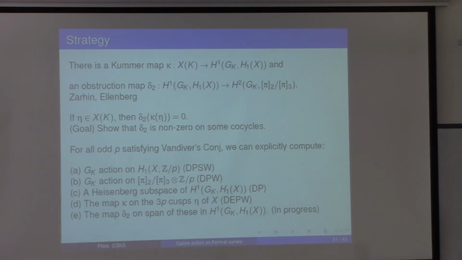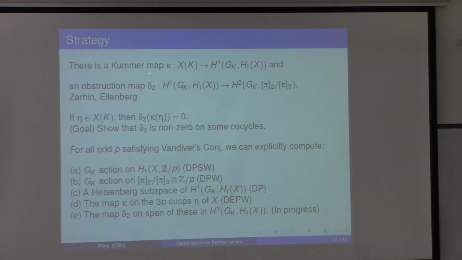So why were we interested in this second quotient in the lower central series? Well, it turns out there's a Kummer map. What this Kummer map does is it takes a rational point of the curve as its input, and the output is a 1-cocycle. What does that 1-cocycle look like? It itself has an input, which is an element of the absolute Galois group, and the output is an element of the homology, H1 of X.